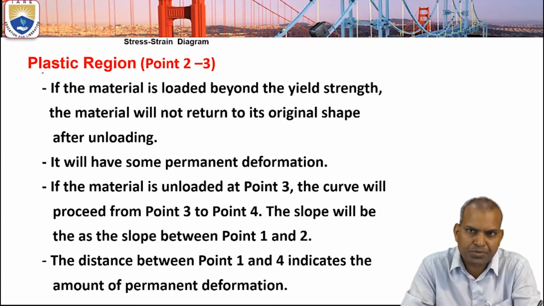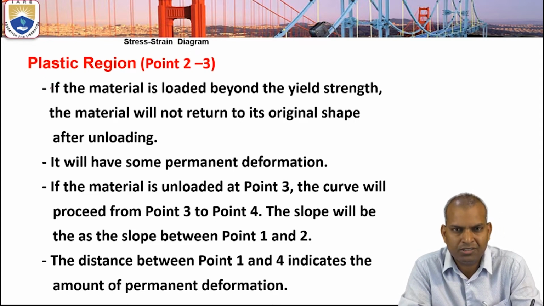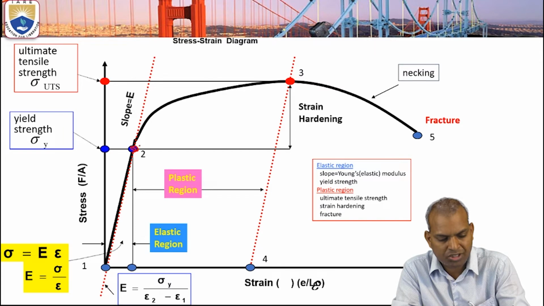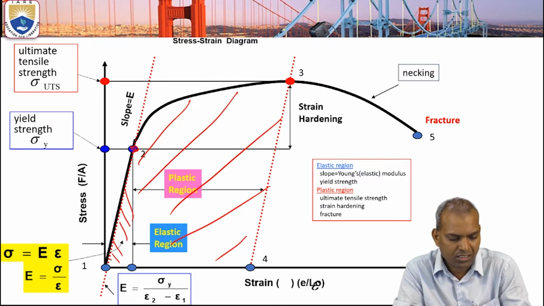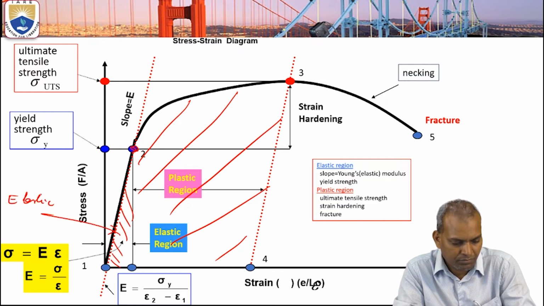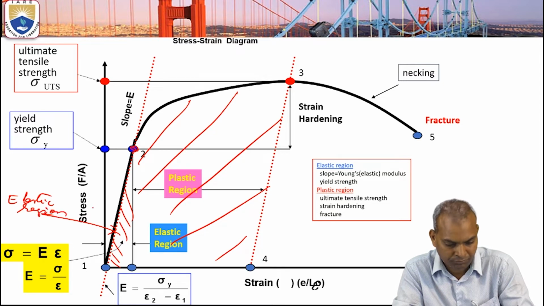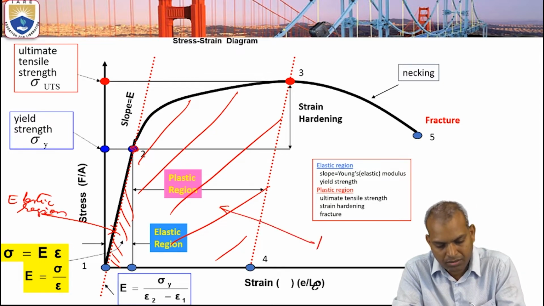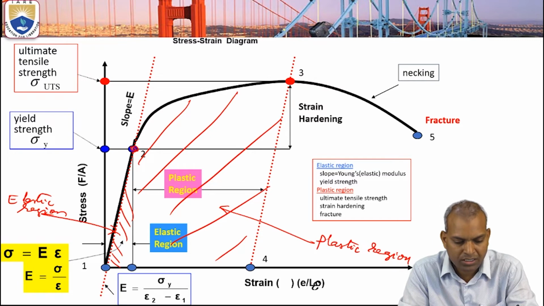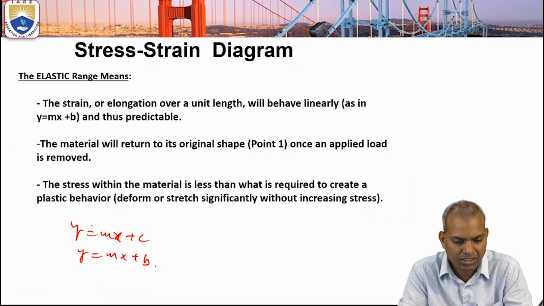Now coming to the description of point 2 to point 3, that region is known as the plastic region. This region is the plastic region, and this region is the elastic region. So point 2 to 3 is plastic, and 1 to 2 is elastic.